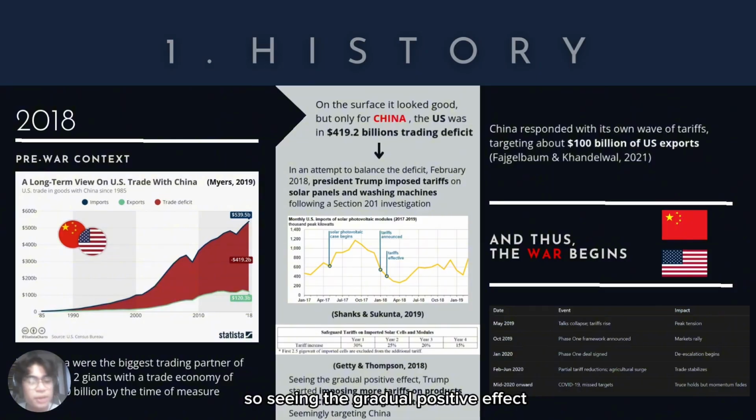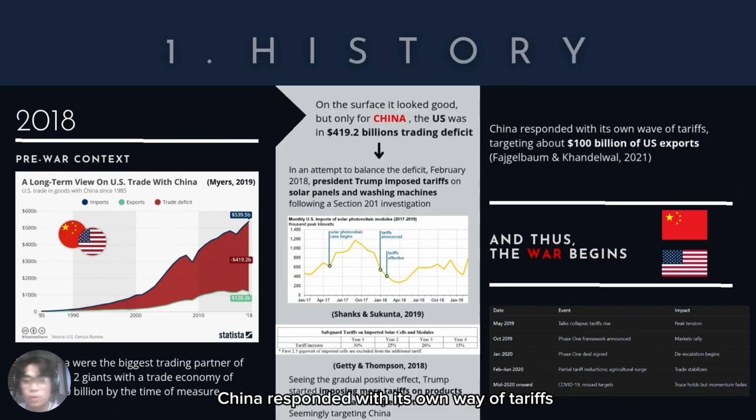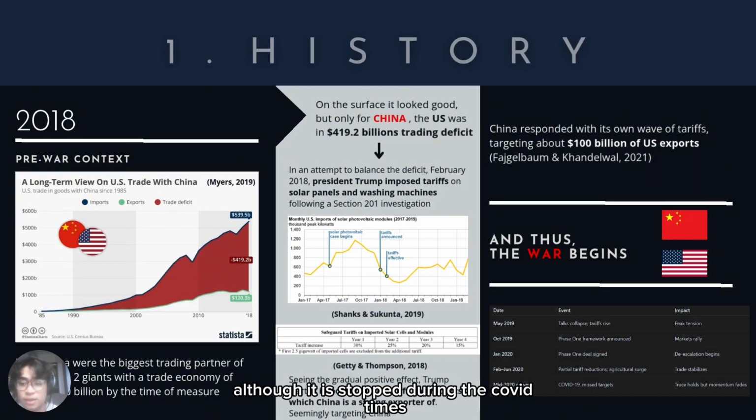So, seeing the gradual positive effect, Trump started imposing more tariffs on products which China is a strong exporter of. This move was seemingly targeting China. Knowing the nature of China and their competitiveness, they did not stand still. China responded with its own wave of tariffs targeting about $100 billion of US exports. And then, the war begins. The war lasted even after Trump stepped down. Tension peaked during May of 2019, although it eased off during the COVID times and the Biden administration.